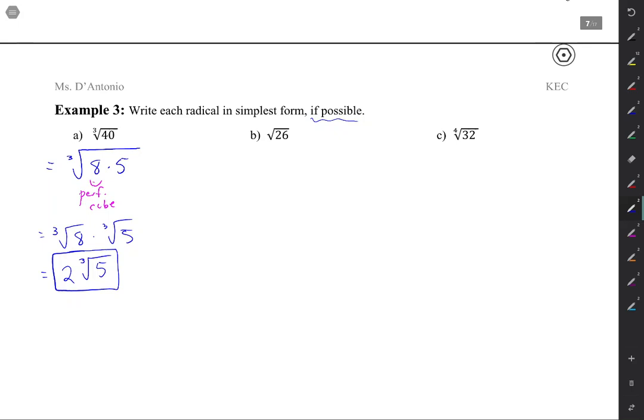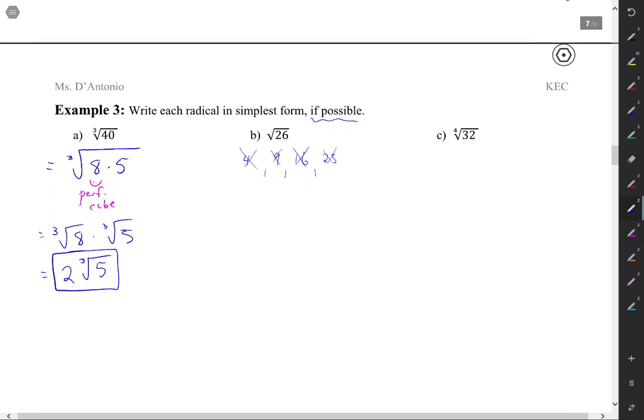Next, let's look at the square root of 26. So let's think, are there any perfect squares that divide into 26? Well, perfect squares I can think of is 4. 4 doesn't divide into 26. How about 9? Does 9 divide into 26? No, it doesn't. How about 16? No, that doesn't either, and 25 definitely doesn't.